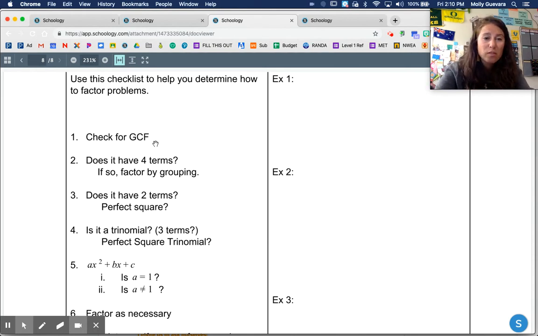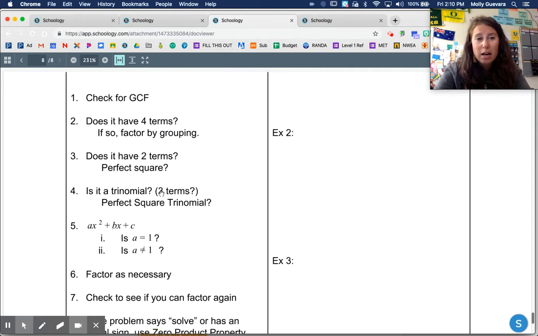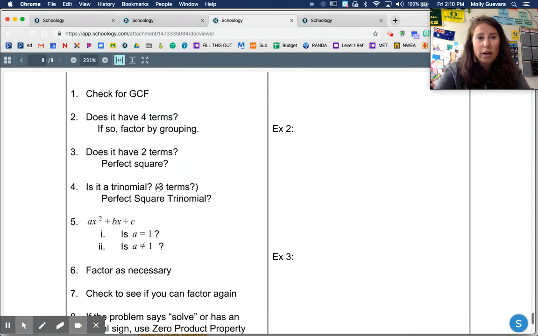So first thing we should always check for is the greatest common factor. So if I have a greatest common factor, I come down here to 6 and I factor as necessary. And then I check to see, can I factor again? So I always have to check to see, can I factor again? If there is no greatest common factor, then you move on. Does it have 4 terms? If it does, you're going to factor by grouping. So you come down here and you'll factor, and then always check to see if you can factor again.